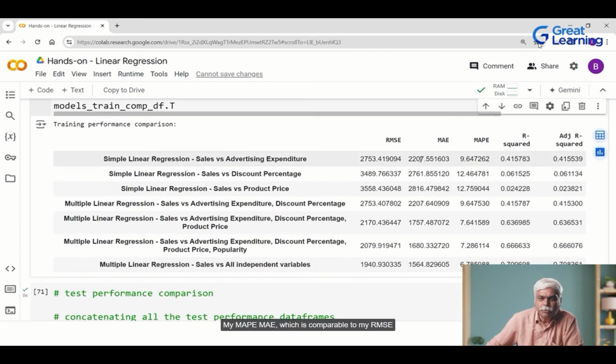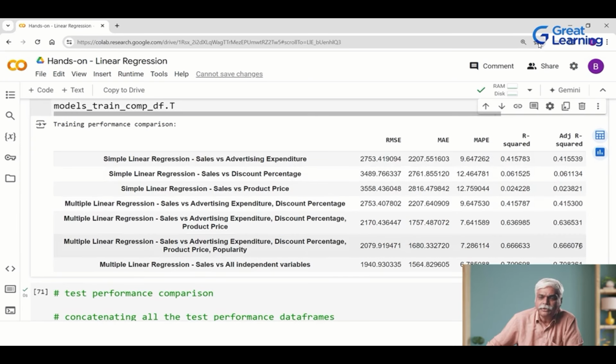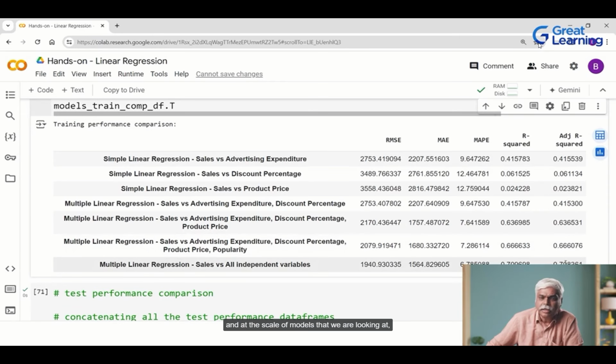My MAE, which is comparable to my RMSE, except that I do not square and take square roots, follows a very similar trajectory to my RMSE, except that the scale is slightly different. There's no squaring going on, but you see that the MAE sort of tracks the RMSE with respect to saying which model is better than the other. Adjusted R square is only going to make a difference from R square when the model is very big, and at the scale of models that we're looking at, these are not very big. So adjusted R square will only give you new information that R square does not when you have maybe 50, 60 or 100 variables. All this on the training set.